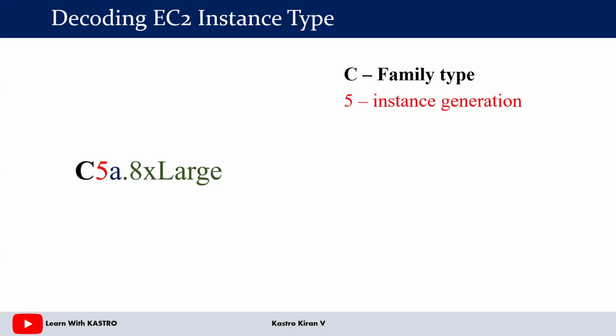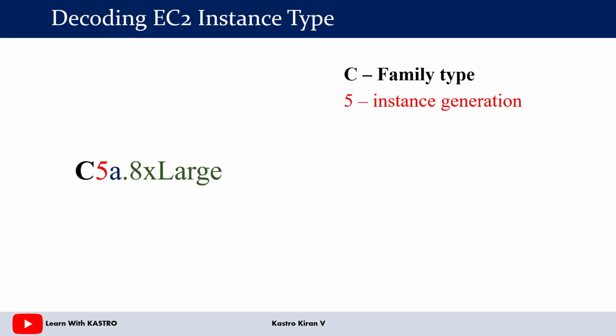And the number 5 represents which generation of instance it is, whether it is a second generation, third generation, fifth generation, 10th generation, or seventh generation. So the number represents the generation of the instance. The higher the generation, the more advanced it is. So fifth generation instance, 10th generation instance, like this.